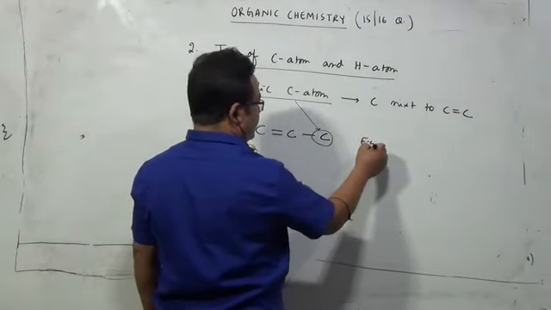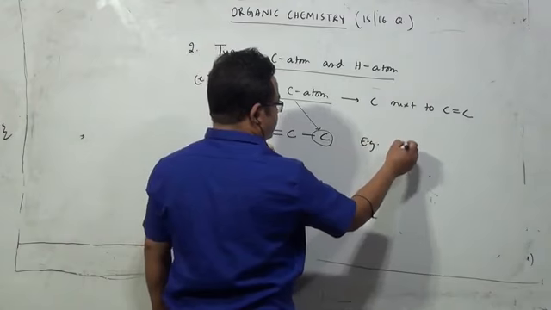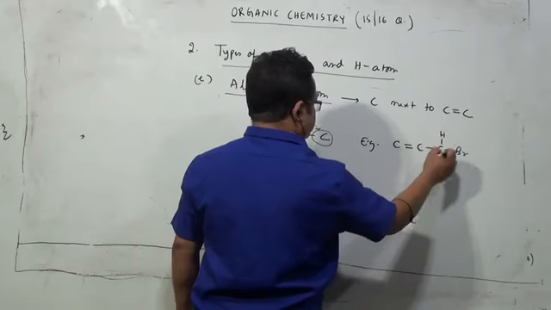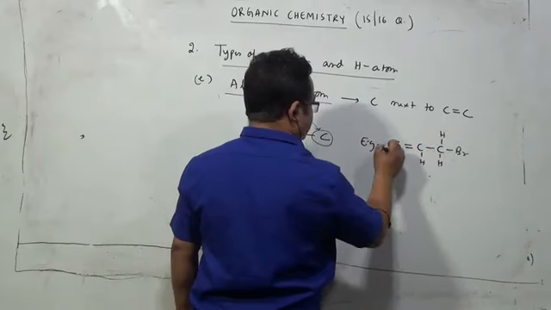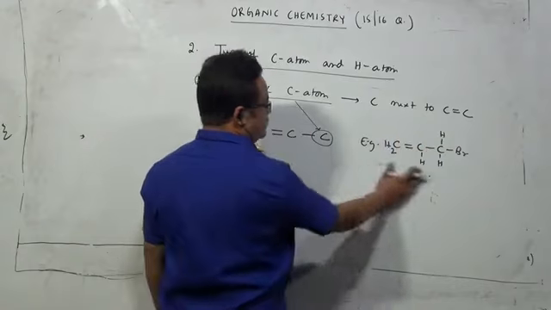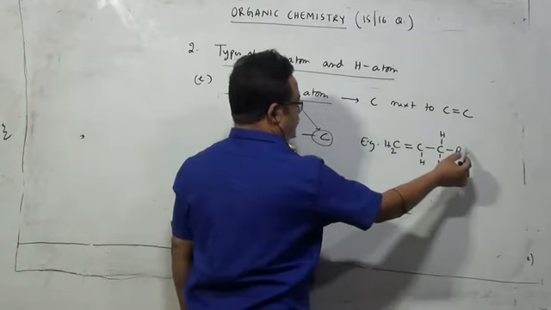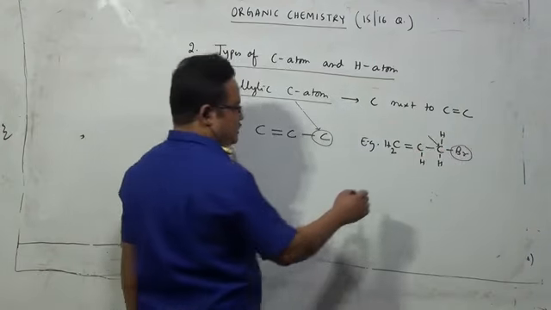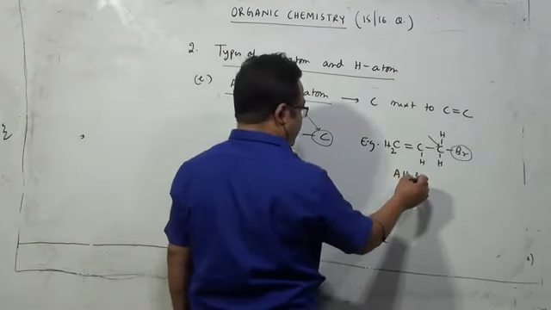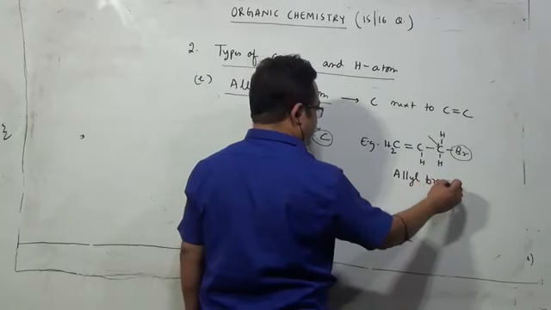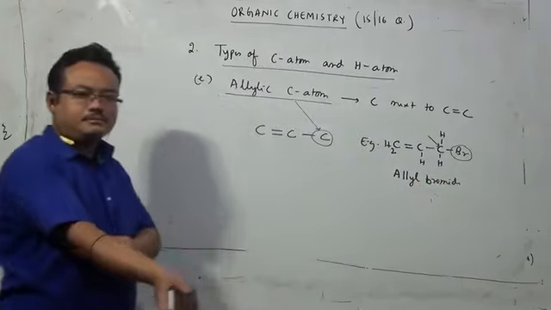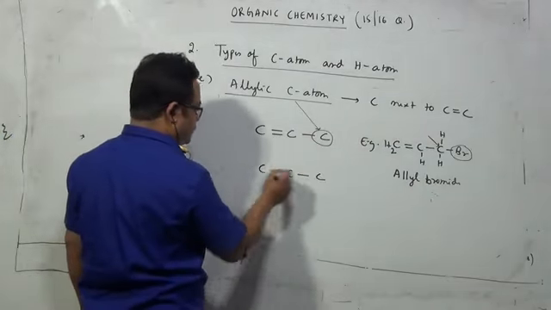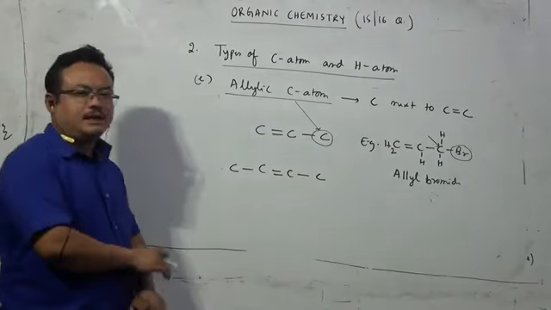For example, if you write C=C, and then a carbon with Br somewhere, the halogen is on the allylic carbon. So this is said to be allyl bromide. And even this is also an allylic position. Hydrogen on this carbon is an allylic hydrogen.